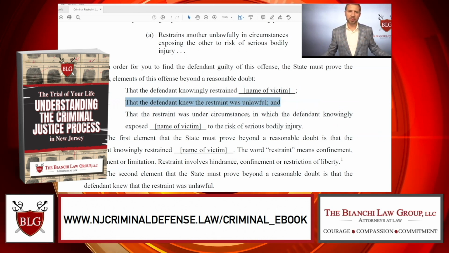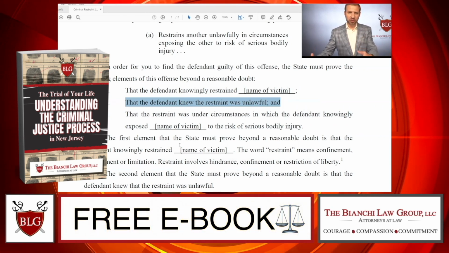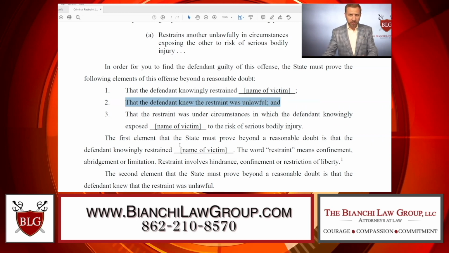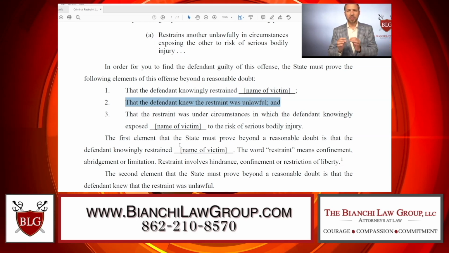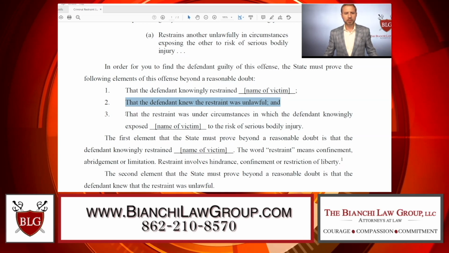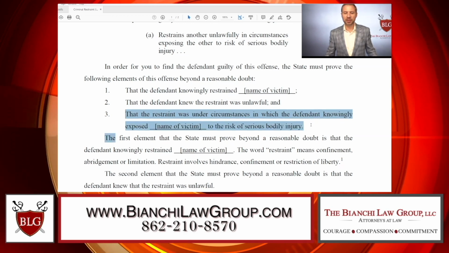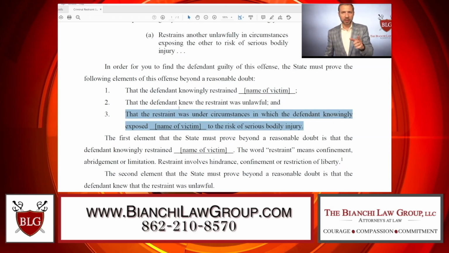Now, let's just say a perpetrator comes into your home and tries to steal your property, and you go and restrain him, call the police so that you hold him until the police come. While that may be a restraint, it's not an unlawful restraint because you have every right to hold him there. Is that safe? No. Do I recommend it? No. But to illustrate the point that the restraint needs to be unlawful, it just shows a restraint that the person would be lawful doing. The third element, that the restraint was under circumstances in which the defendant knowingly exposed the victim to the risk of serious bodily injury. Again, that's the difference between the false imprisonment and the criminal restraint.